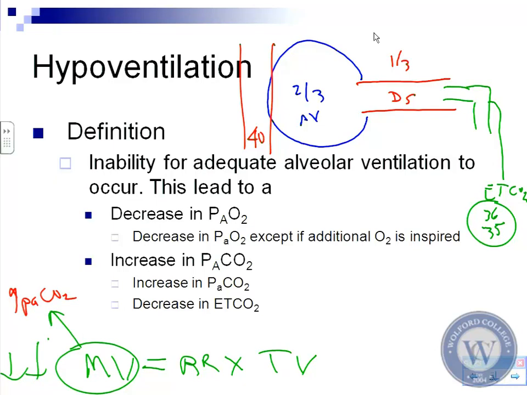Make sense, right? So anytime you truly hypoventilate, it doesn't matter what the cause of it is, you're going to see a rise in arterial CO2. Now let's look at your measurement of the end-tidals. How do you know which one you have?